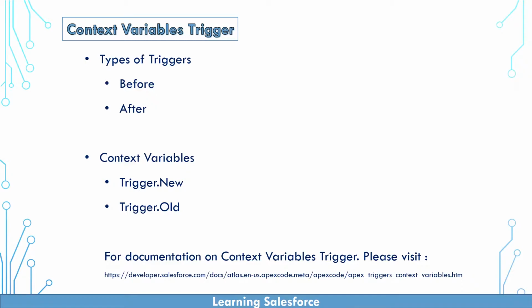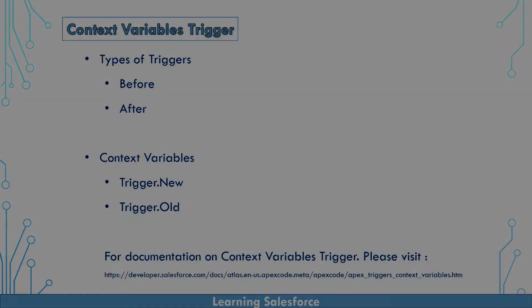Context variables are used to access the records that caused the trigger to fire. For example, Trigger.new contains all the records that were inserted in insert or update triggers. Trigger.old provides the old version of sObjects before they were updated in update triggers, or a list of deleted sObjects in delete triggers.